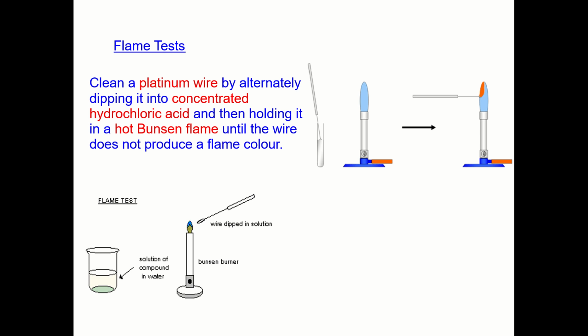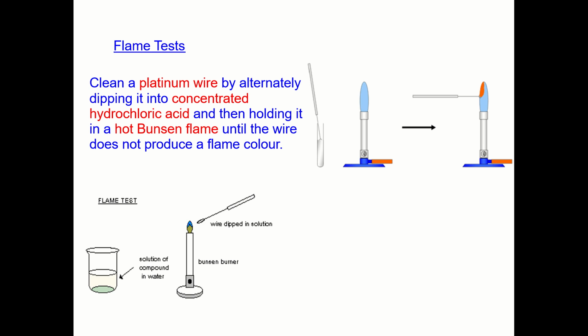So the first thing you do is you take a piece of platinum wire or a piece of nichrome wire. Just simply take a wire that does not produce a colour itself when it's put into a flame, because obviously that colour would disguise the colour of the metal ions. So we take a piece of platinum wire, and we dip it in concentrated hydrochloric acid. We do that partially to clean the wire, to make sure there's no debris from previous experiments on it.